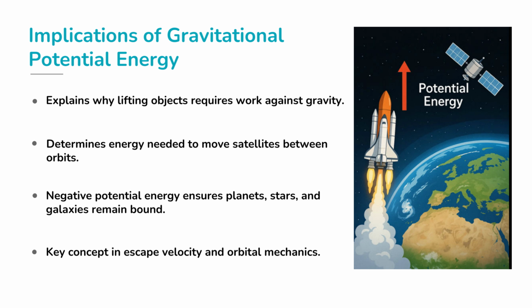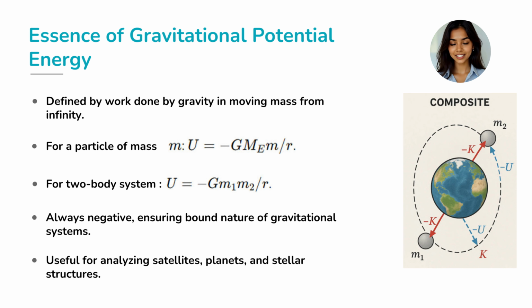So whether it's your falling pencil or a rocket escaping Earth, gravitational potential energy is silently shaping the story. Let's tie everything together. Gravitational potential energy is the stored energy due to the position of masses in a gravitational field. For a mass near Earth's surface, U equals mgh.